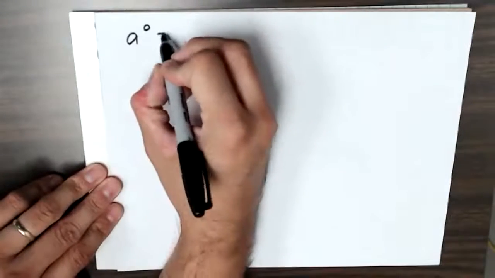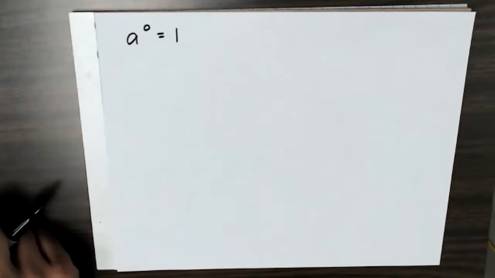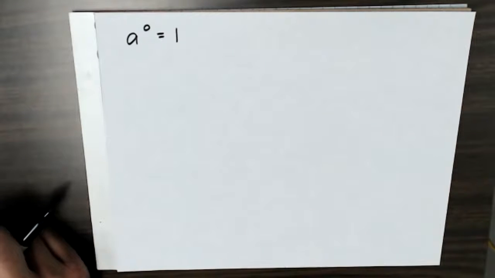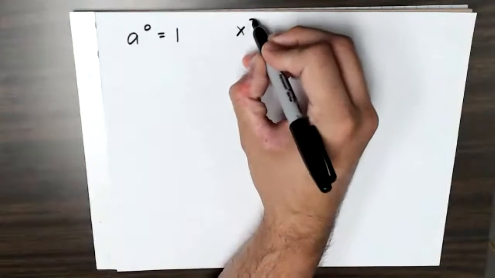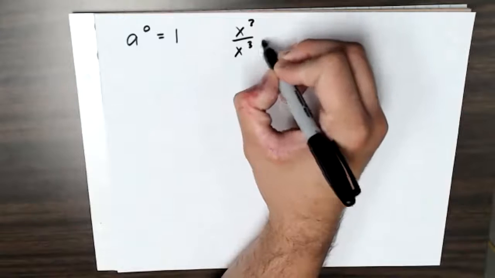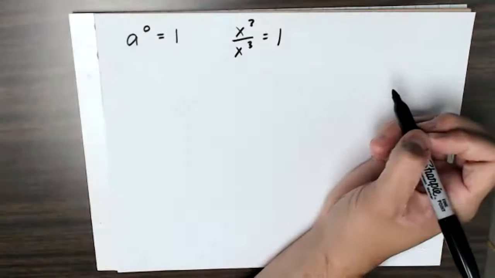And the rule states something like this. Look, anything raised to the 0 power is just 1. It's very straightforward, and it does come from the fact when you subtract these, like if I had x cubed over x cubed, well, anything divided by itself is 1. We know that already, right?